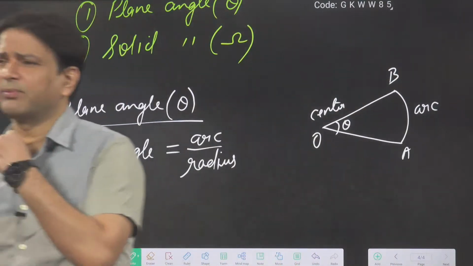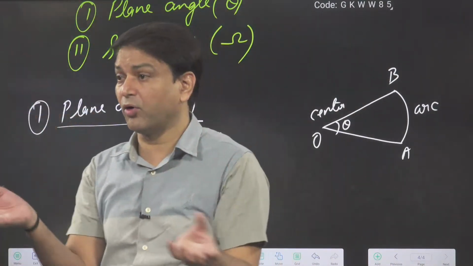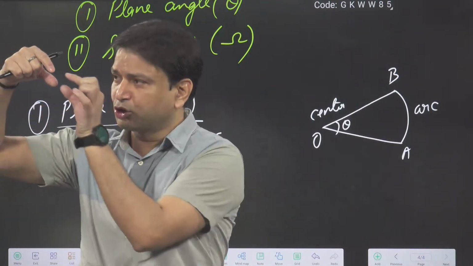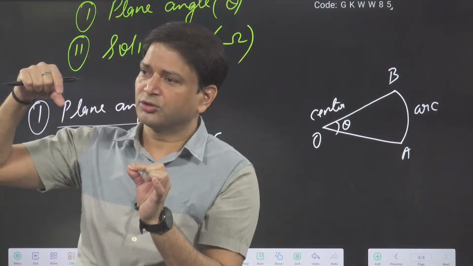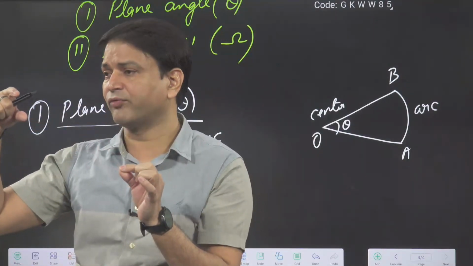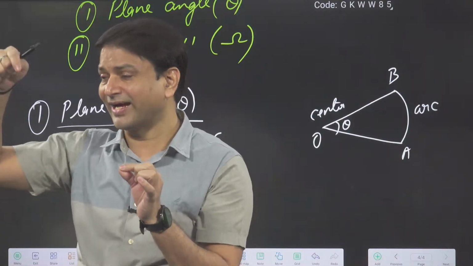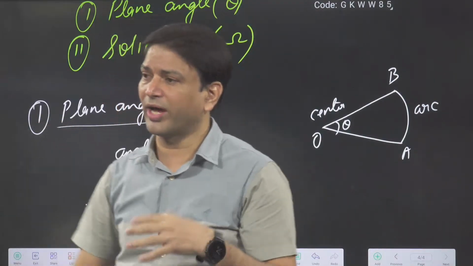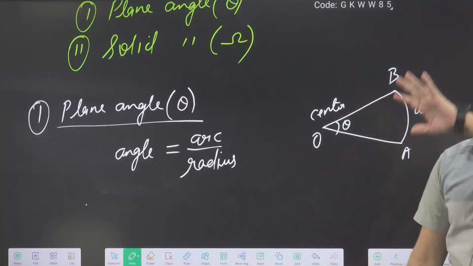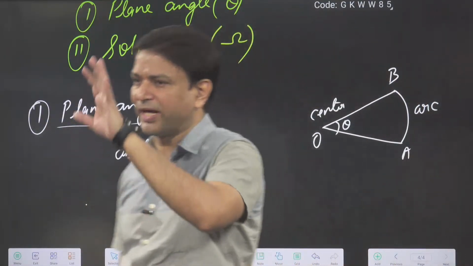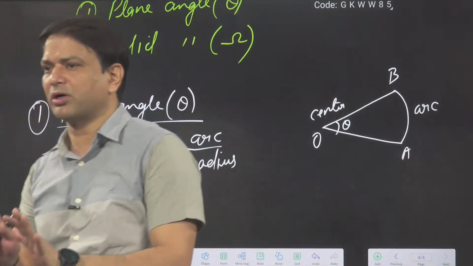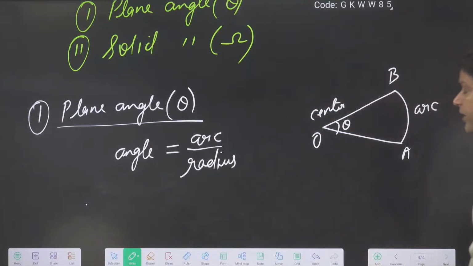So plane angle means suppose you have a 2-dimensional figure like a circle, or a ring. If you take a small portion of the ring and join it with the center, what is the angle subtended by the portion of the ring at the center? How can we find it? The length of the portion of the ring, that is the arc, upon radius. So angle is equal to arc upon radius. Basically we are defining it in the plane, due to the circle or arc, so that is a plane angle. Plane angle basic formula is arc upon radius.